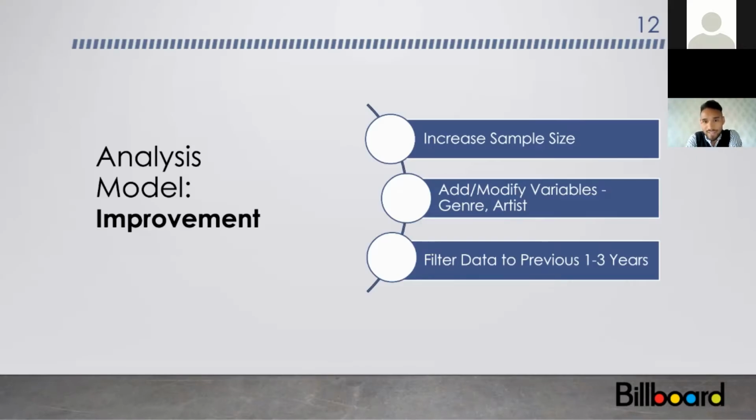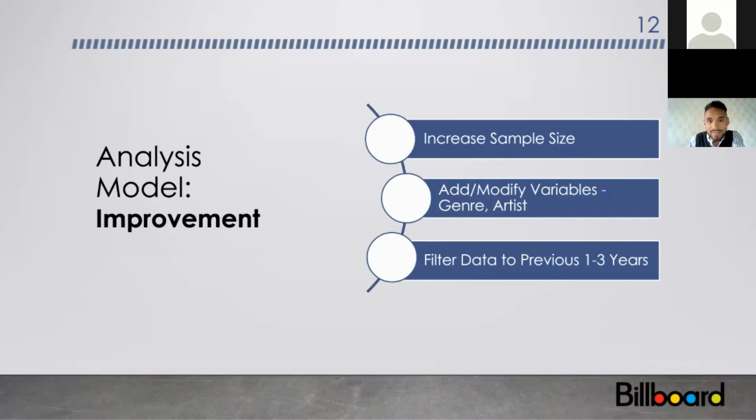Analysis improvements are to increase the sample size, maybe group things into genre, and filter the data down to the past 3 years, shorter data sets. What's cool about this is that we're having more and more data within music today. So to predict the likelihood, we can shorten the window of time that we're using to analyze the data.